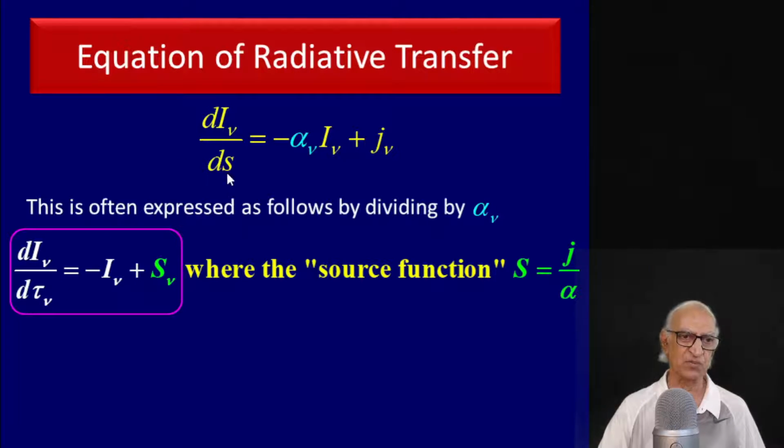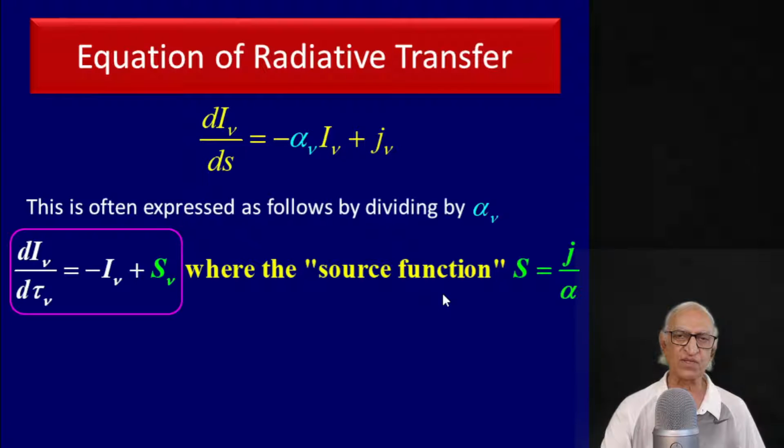Instead of dI nu by ds, I now have dI nu by d tau nu, where tau nu is the optical depth at the frequency nu, and the first term is I nu because I have divided by alpha nu, and the second term is the ratio of the emission coefficient j nu divided by the absorption coefficient alpha nu, and that is traditionally called the source function.